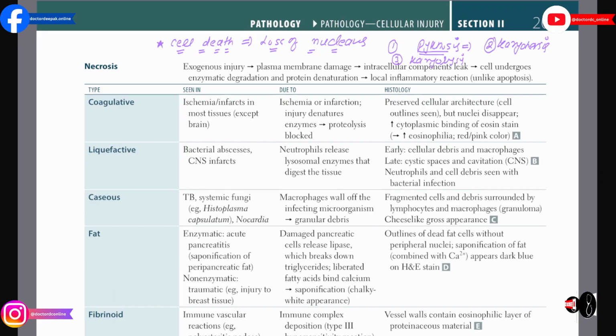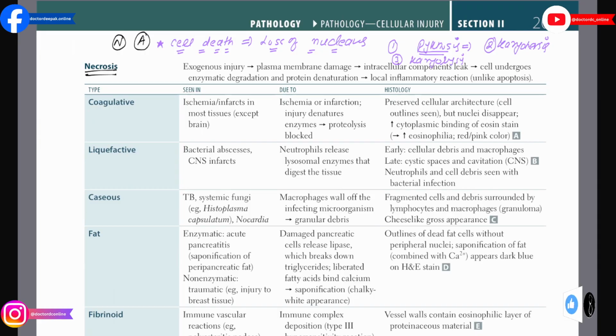And then we have to understand how many mechanisms of cell death there are. Cell death has basically two mechanisms. First one is necrosis and the second one is apoptosis. Today first we will discuss necrosis and after that we will discuss apoptosis. So before again starting this topic directly, we have to understand the basic terms.